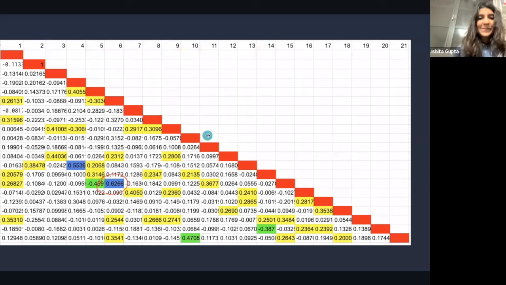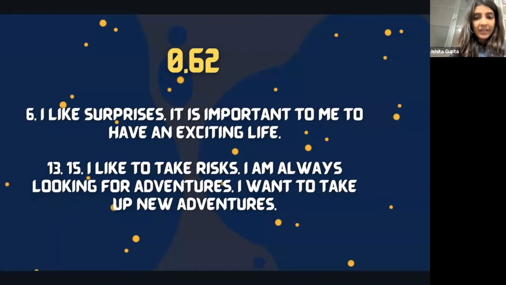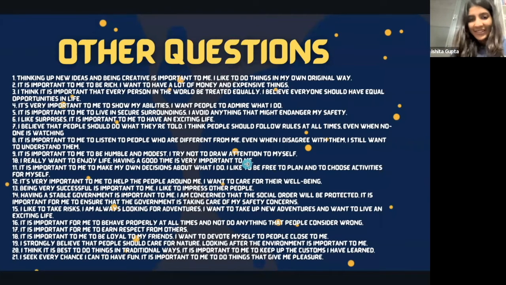And I also made a covariance graph of all the questions I asked, and how they correlated with the other questions. Sorry, this is a correlation constant. And the most related questions happened to be these. And I was honestly a little bit surprised by how weak all these relationships were. But I did find that there is a high correlation between people who like surprises and who like to take risks, which was very, very interesting. If you're curious, you can also explore the other correlations.